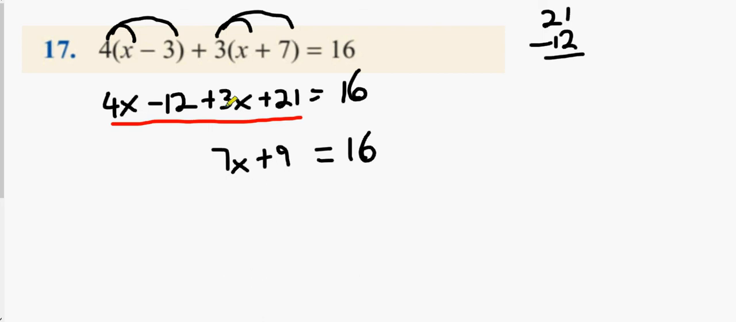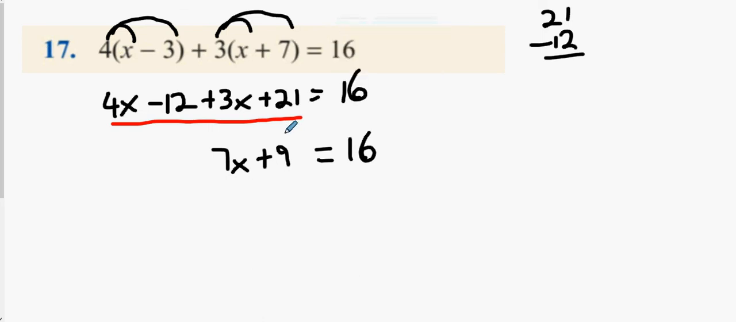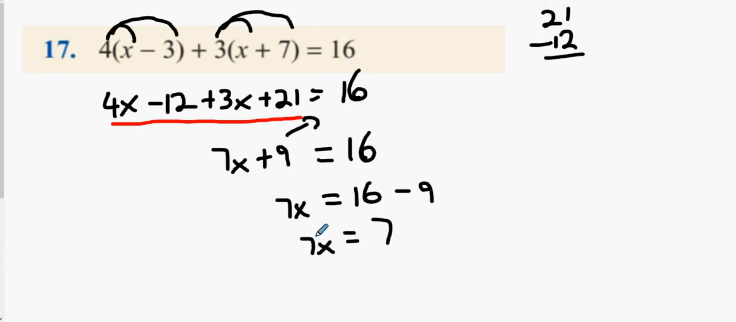All right? Now, what do I do with the 9 on the left-hand side of the equals, Seb? You turn it over so it's a minus 9. And what's 16 take away 9? 7. And 7x equals 7. Now, this is multiplied by 7 on the left, so what happens to it when it moves over? Divided by 7. And what's 7 divided by 7? 1. You got x equals 1 for that one.